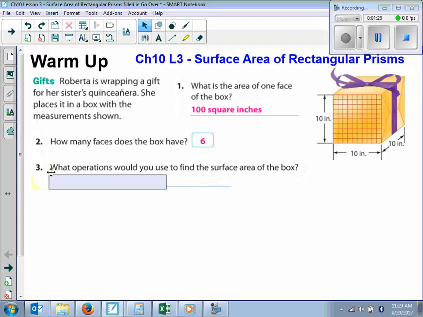Now, number 3 says, what operations would you use to find the surface area of the box? So in other words, if we want to find out how much wrapping paper goes on the front and around the whole box, what would I do? What operations would I use? Addition, subtraction, multiplication, or division? Multiplication. We would multiply because we'd find the area of a face, and then what else? And then we can add them all together, right? So we could use multiplication and addition.